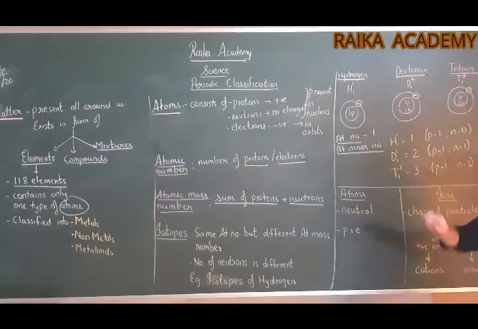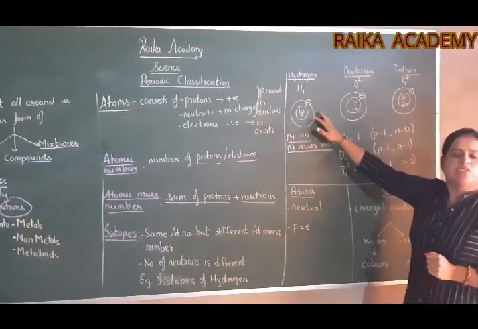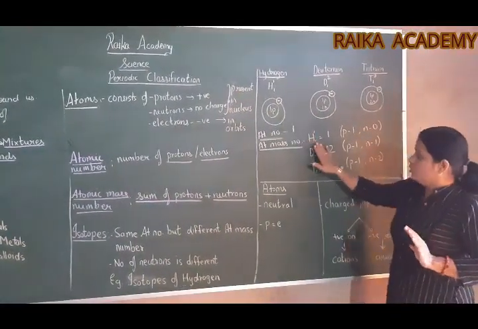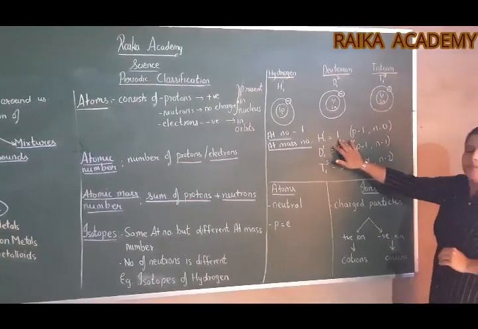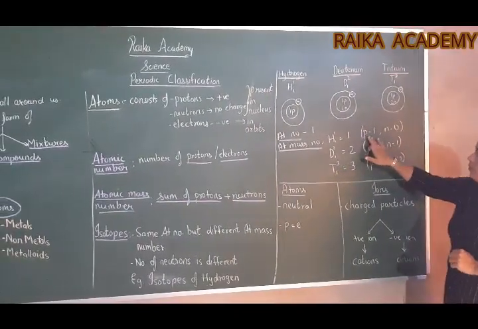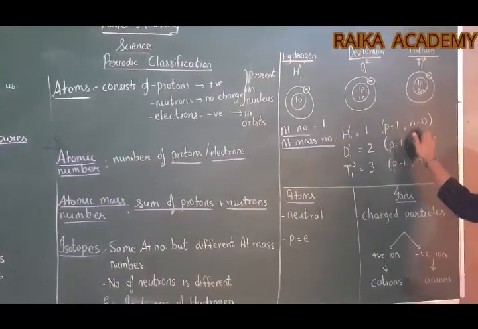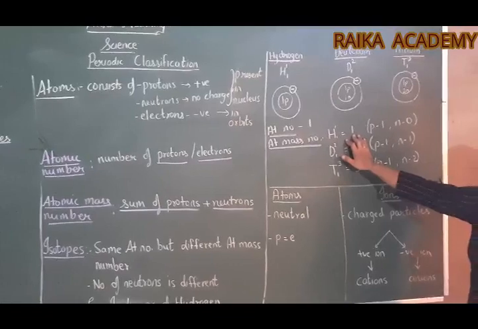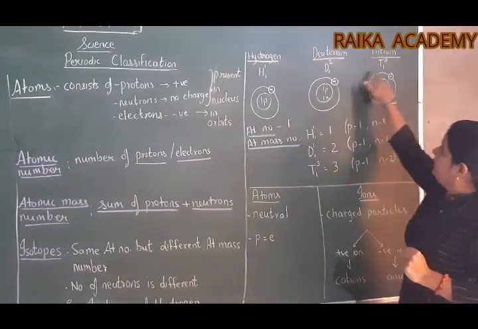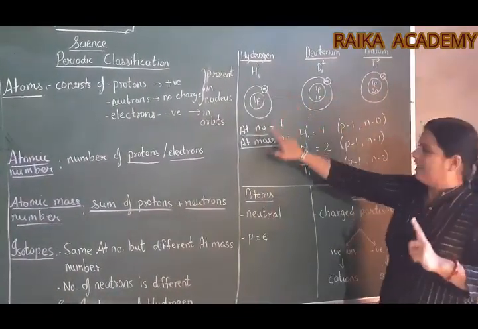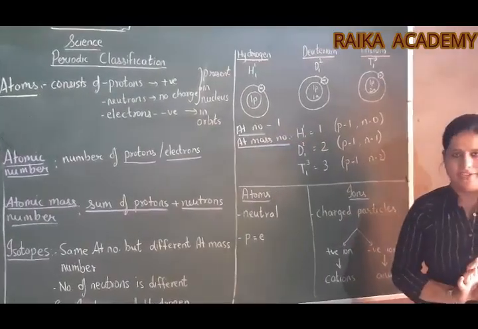Now if I study hydrogen, I can see there is only one proton and there are no neutrons. So the atomic mass number of hydrogen is 1: proton is 1 and there are no neutrons. Because all three isotopes have one electron, the atomic number is 1 for each.